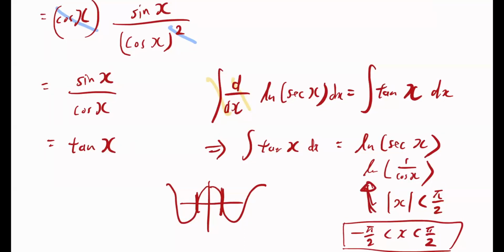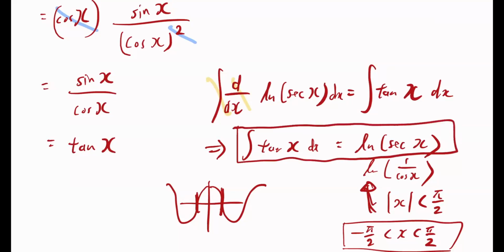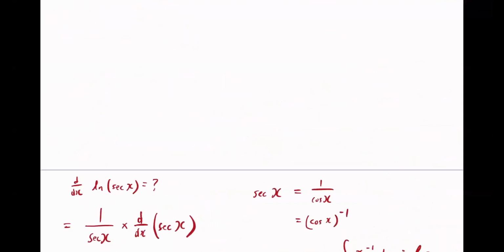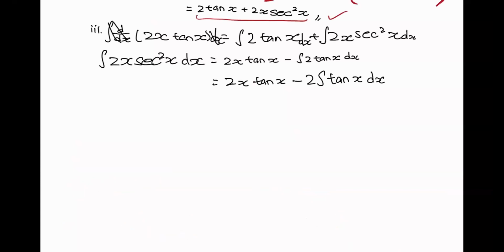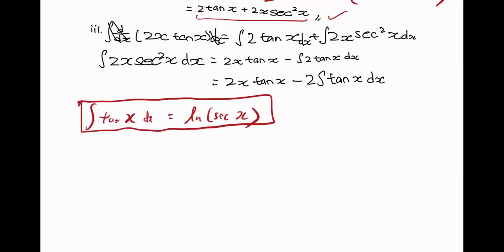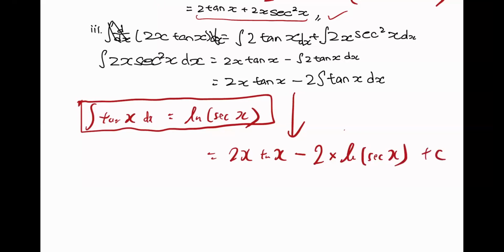But anyways, you don't have to stress about that. Let's just assume that the x values are always such that the function is defined. So the integral of tangent x is just ln secant x. Okay? This is extra knowledge. I'm sorry, you are supposed to have this knowledge before you can solve this question. Then from there, you continue: 2x tangent x minus 2 times the integral of tangent x, which happens to be ln of secant x, plus c, and then we are done.